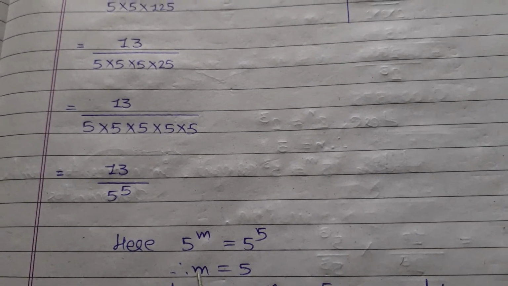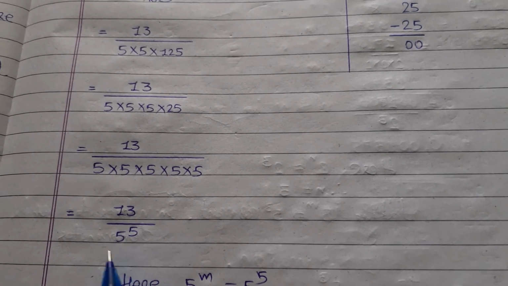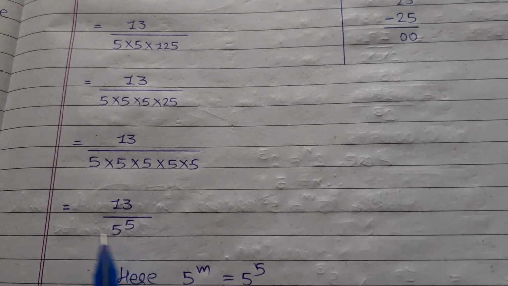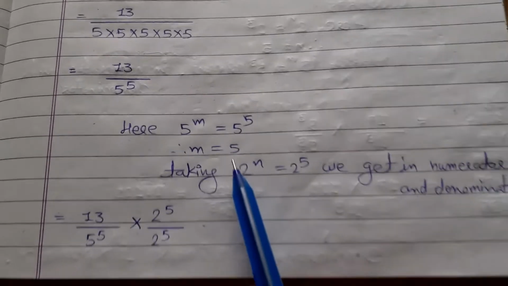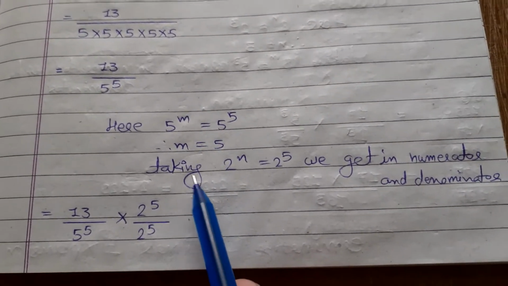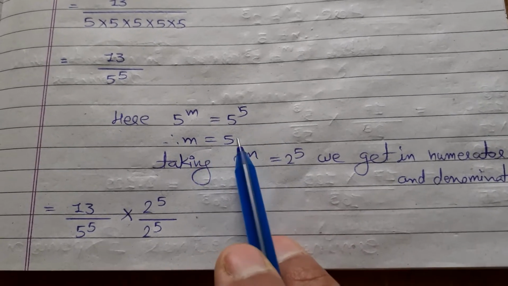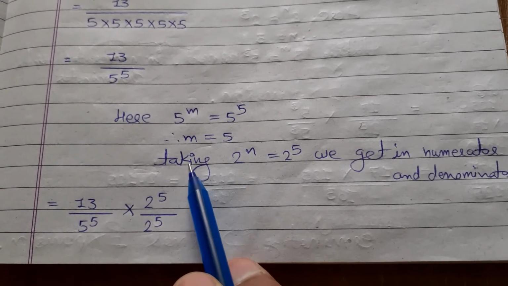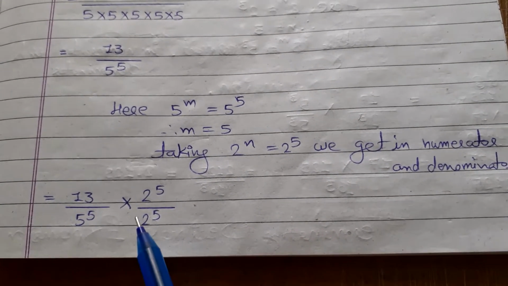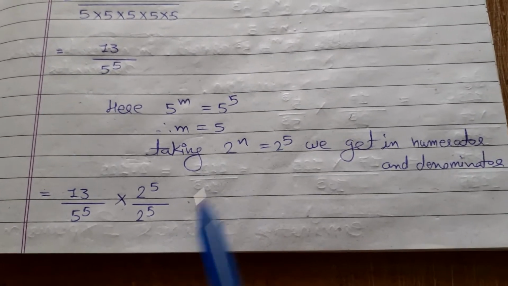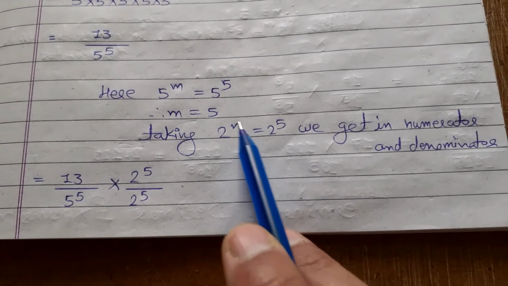Here m is 5. So whenever we have in the denominator the form of 2 raised to n or 5 raised to m, or both are present, we will get a terminating decimal expansion. We go forward and solve further. Here 5 raised to m is 5 raised to 5, so m is 5. If we multiply 2 raised to n in the numerator and denominator, we will get the terminating decimal expansion. For that, here m is 5, so we will take n also as 5.